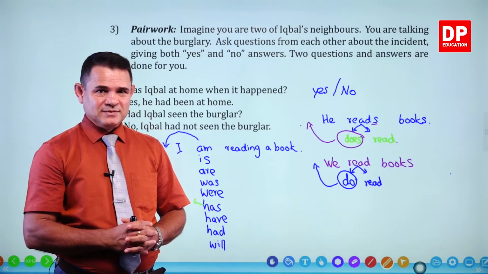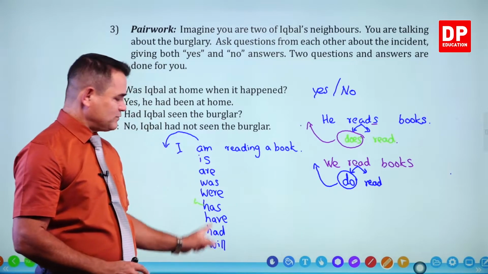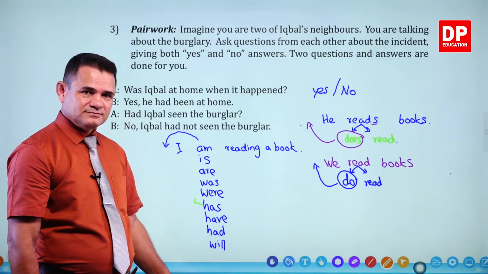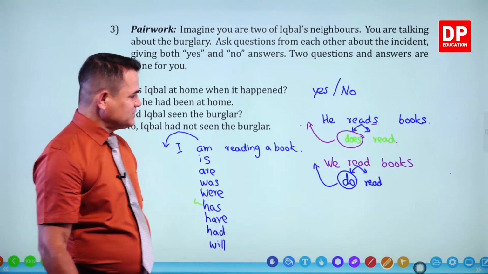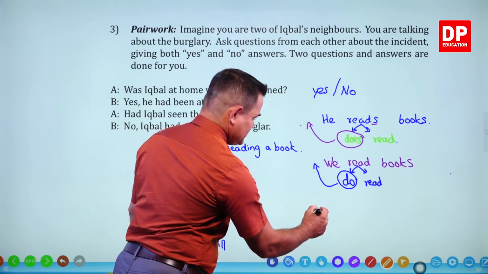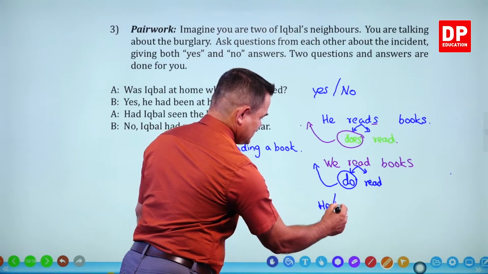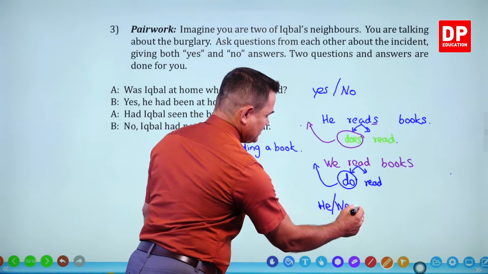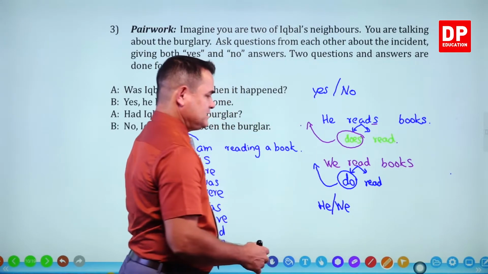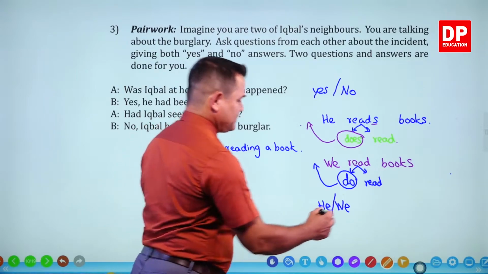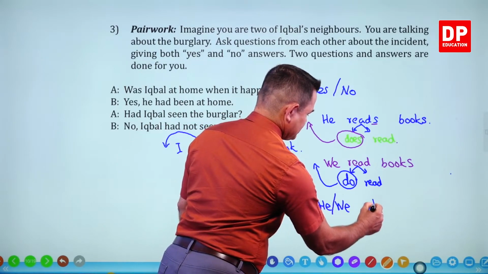Very simple. So in this sentence also you don't find these words. And if it is past tense, it can be he or we. We will take a clear word. We ate.